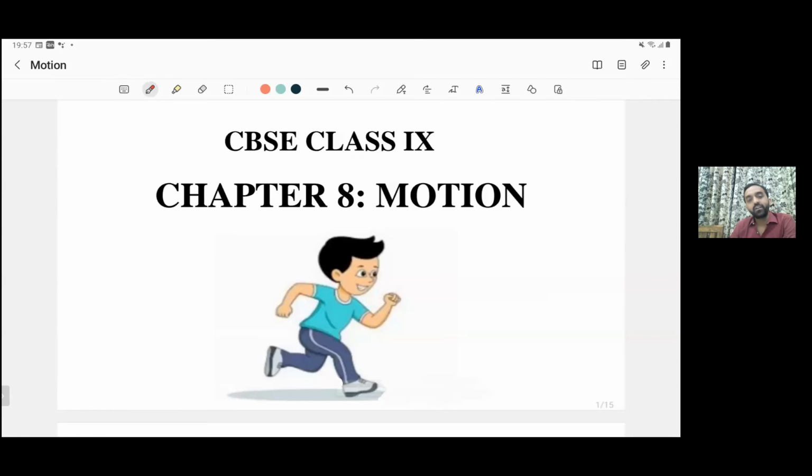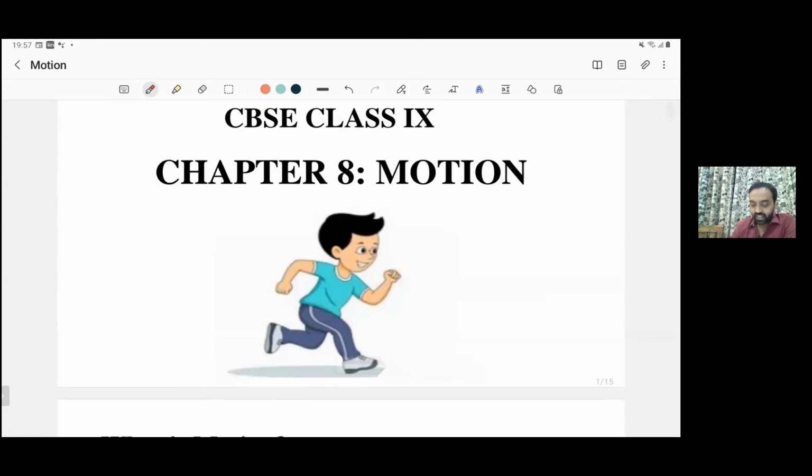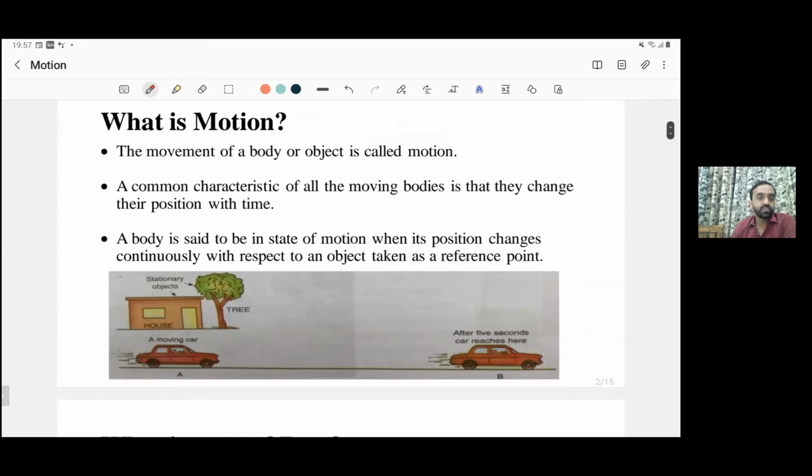Hello students, we are going to discuss the chapter motion. Let's start with the topic, what is motion? To understand motion, the first thing that comes to our mind is the movement of a body. If a body is moving, it means that the body is in motion.